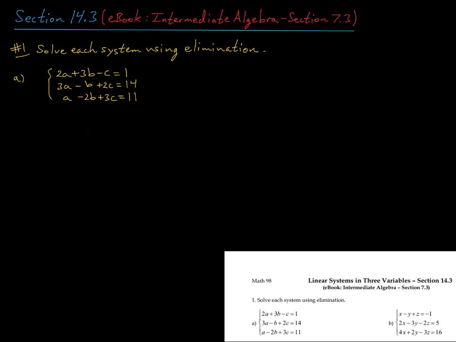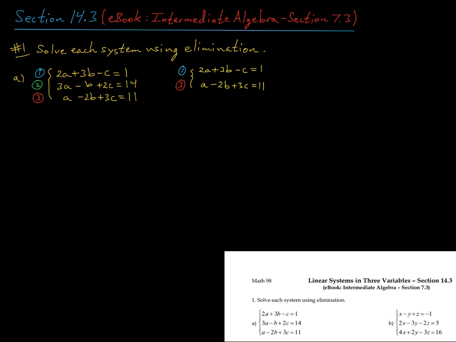Okay, so now let's go ahead and look at part A of question 1. So looking at the a's, well, there's none of these terms that are equal but opposite, and likewise for the b's and the c's. Okay, so I'm going to go ahead and just choose two of the equations. I'm going to work with equation 1 and equation 3, and I can eliminate a if I multiply equation 3 by -2, just like we did in the last example.